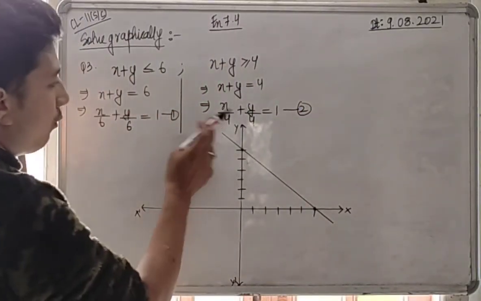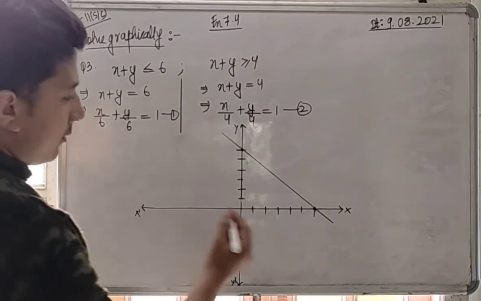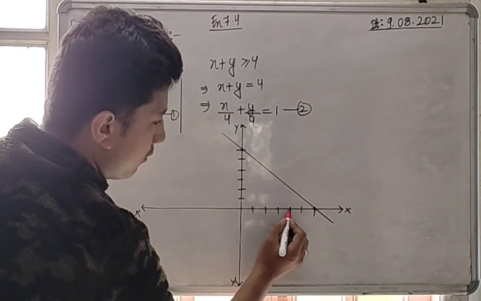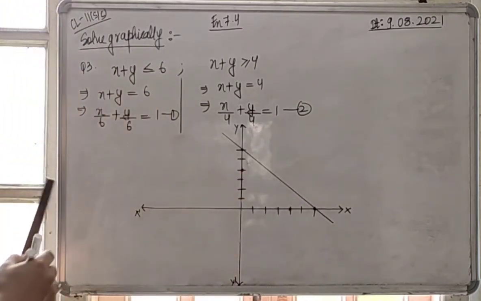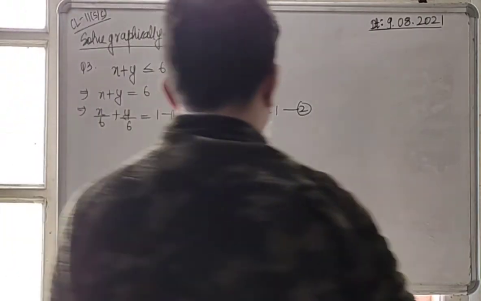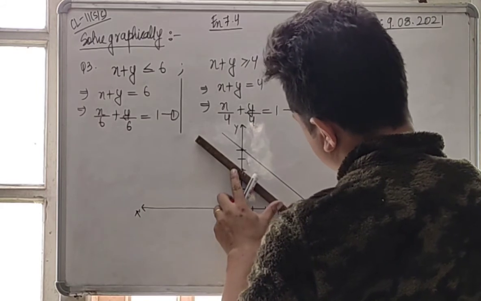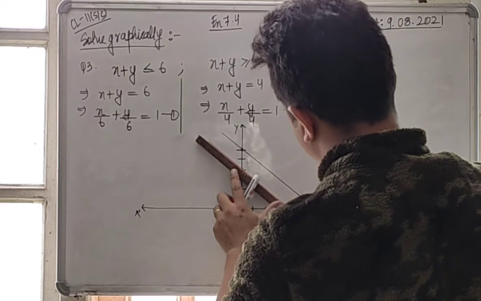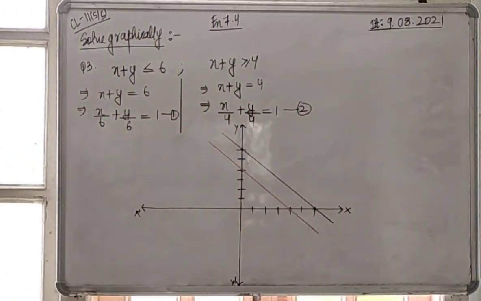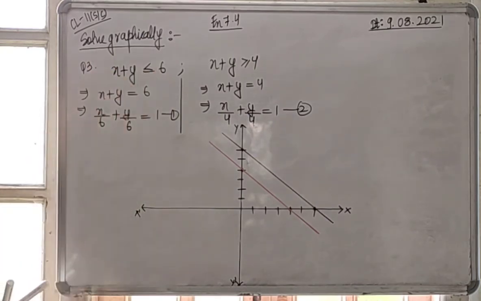On the x-axis 4 units, on the y-axis 4 units will be my second straight line. So on the x-axis 4: 1, 2, 3, 4. On the y-axis 4: 1, 2, 3, 4. If I join these 2 points, I get another straight line. So join this properly. Yes, you get a straight line something like this, which is parallel to the other. Now let's come back to the main thing.